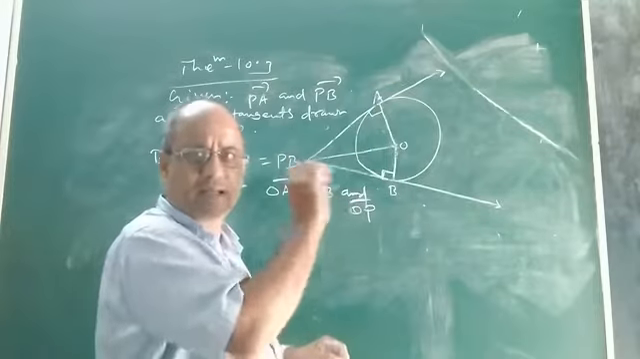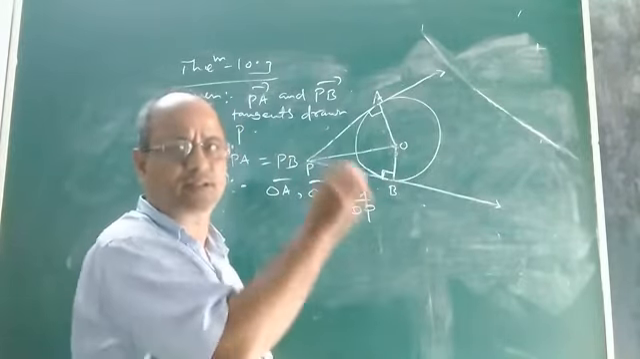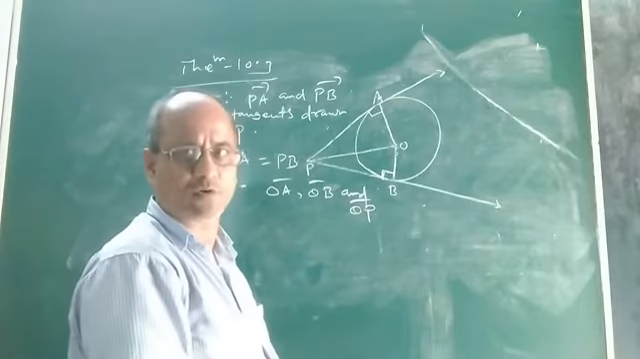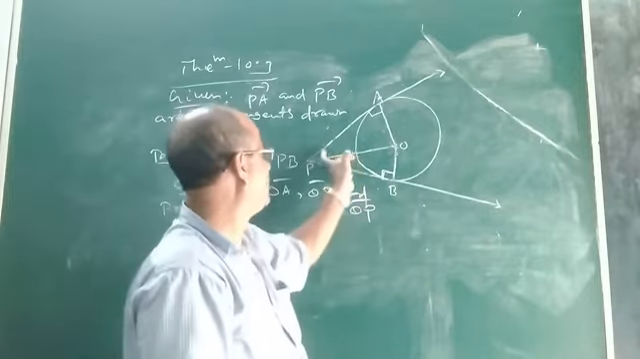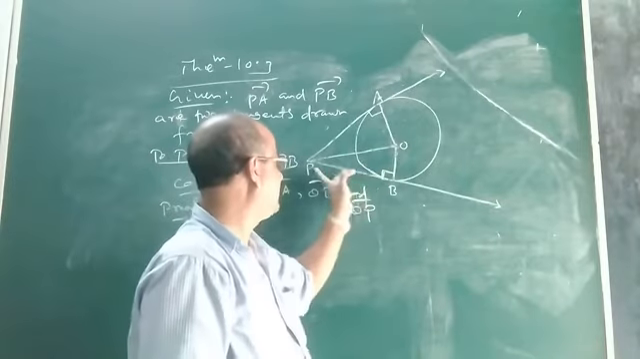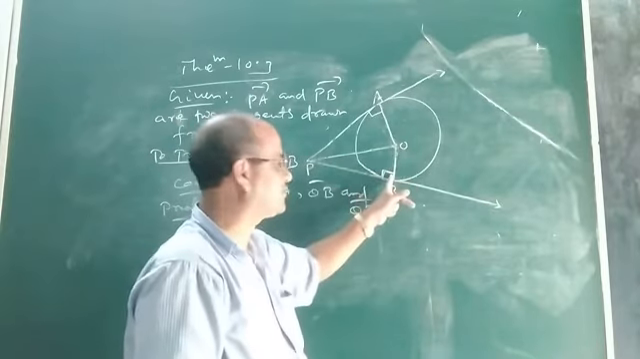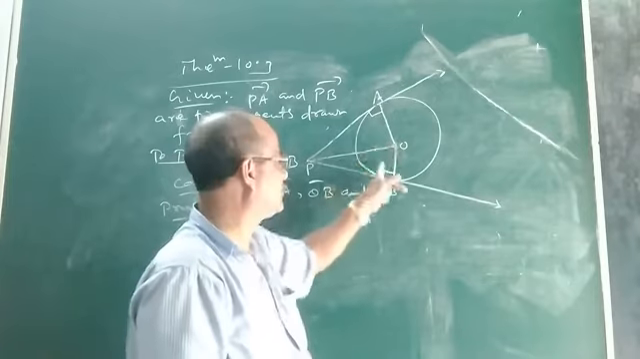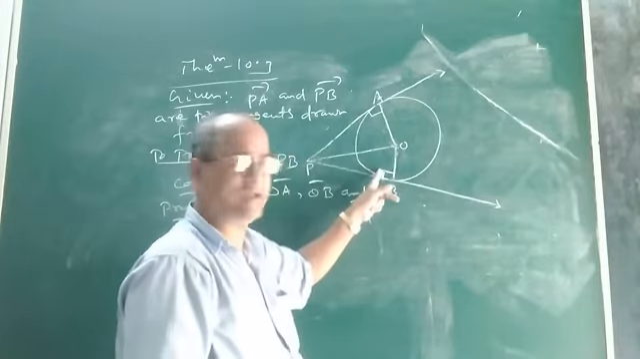And we know tangent is perpendicular to the radius by theorem 10.1. We have already proved it. So PA is tangent, OA is radius, so this angle is 90 degrees. Similarly, PB is tangent and OB is radius, so this angle will be 90 degrees. So in the two triangles, angle A and angle B are 90 degrees.